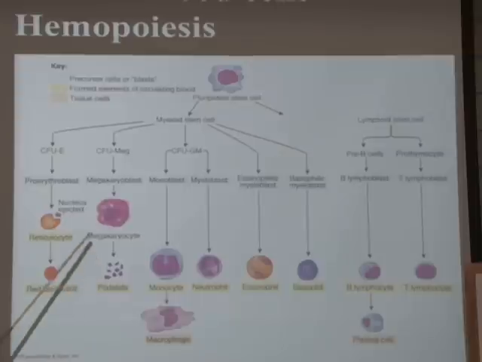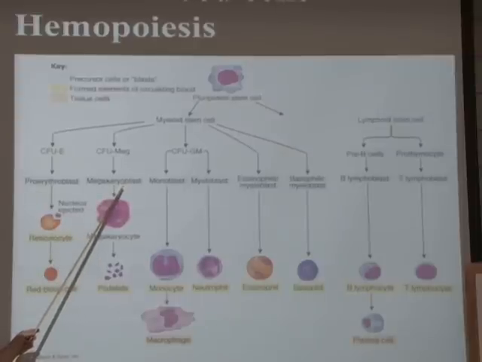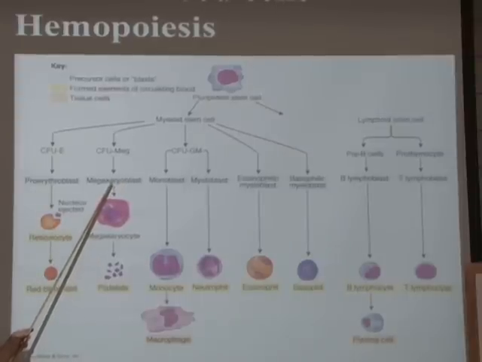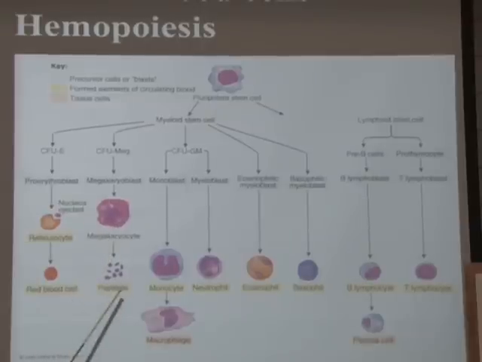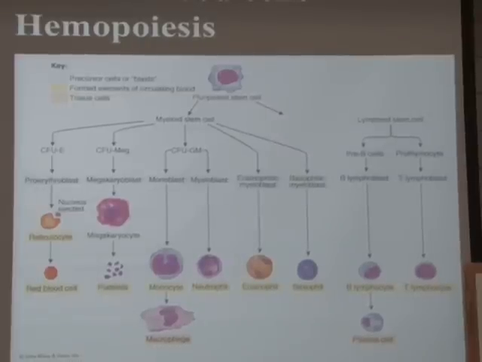And then what happens is megakaryoblasts make a bunch of things internally and become megakaryocytes. And then right before the megakaryocyte is going to be released to the blood, it fragments into a bunch of cell fragments, which are what we call platelets. Okay? So platelets are actually fragments of cells that occur during this process.